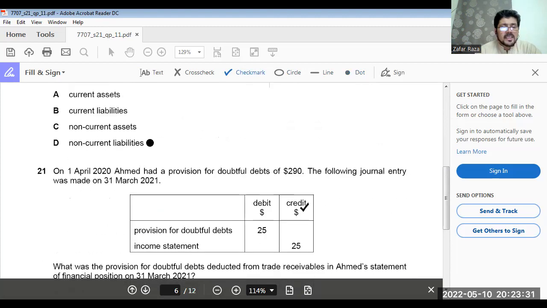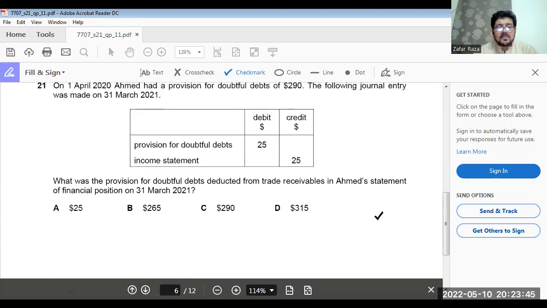Okay. Now 21. On 1st April 2020, Ahmad had a provision for doubtful debts of 290. The following entry was made on 31st March: provision for doubtful debts, income statement, credit. It means we have reduced the provision for doubtful debts. What was the provision for doubtful debts deducted from the trade receivables in Ahmad's statement of financial position at 31st March 2021? 290 minus 25, 265. B option should be the answer.